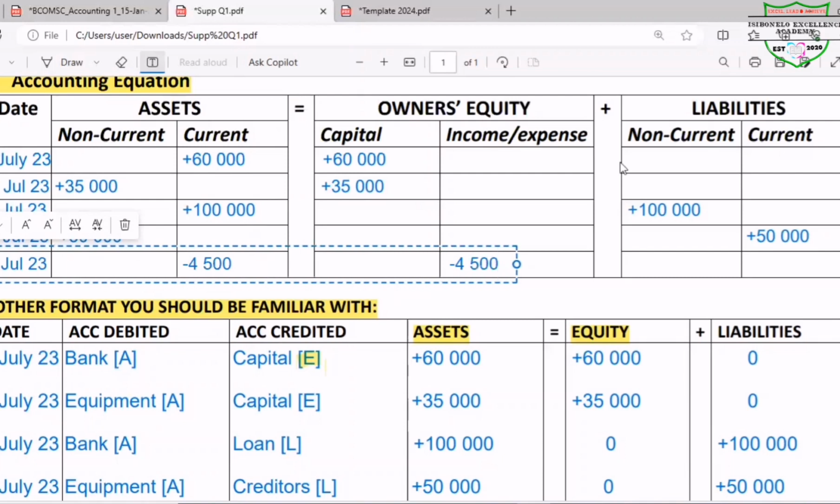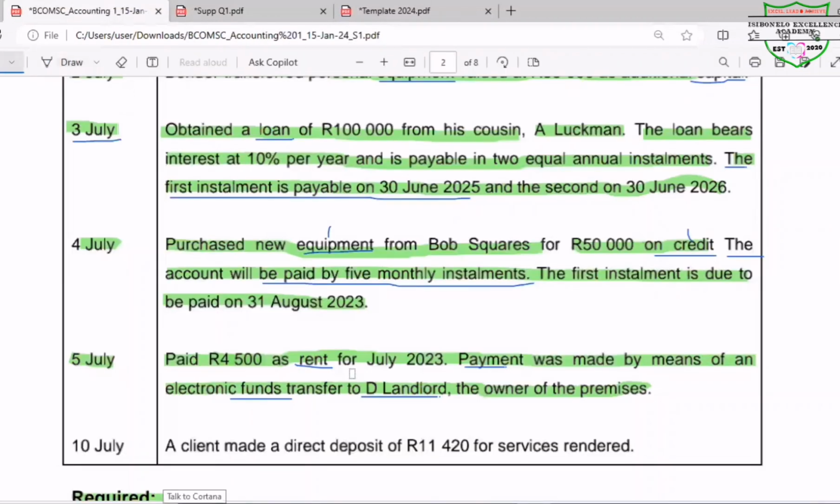Then we are almost done. Then the last one. So guys, this is the last one. I hope so far you are all following. So this one took place on the 10th of July. A client made a direct deposit of 11,420 for services rendered. So the client is paying us. So we are receiving 11,420 from the client.